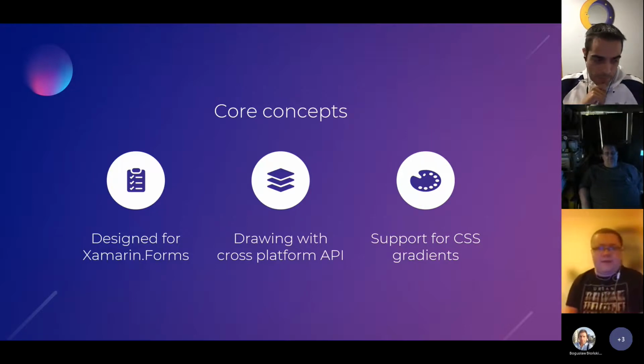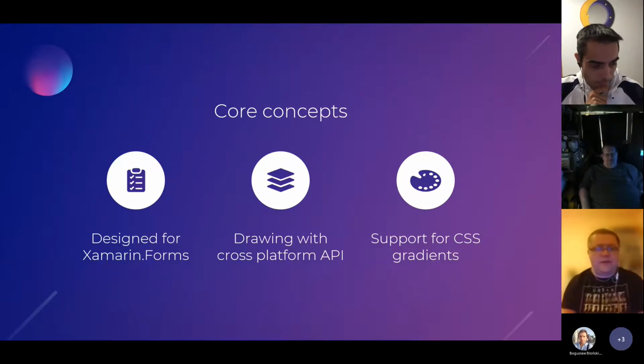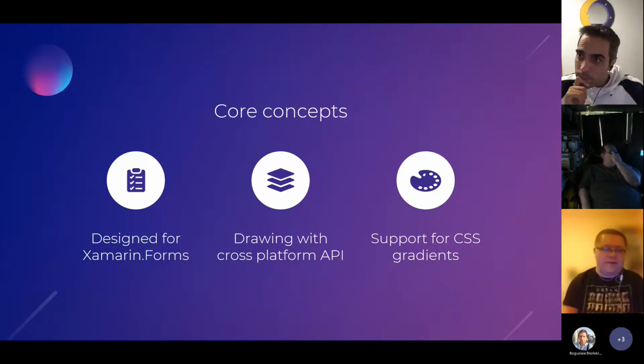So the first thing is that, as I mentioned, Magic Gradients was designed purely to work with Xamarin.Forms. So we have there a lot of dependencies on the Forms types. The gradients themselves that we define in XAML are bindable objects. There are a lot of bindable properties. We also have some markup extensions. So all the goodies that we have from Xamarin.Forms.